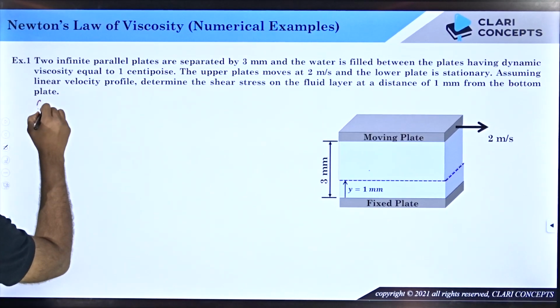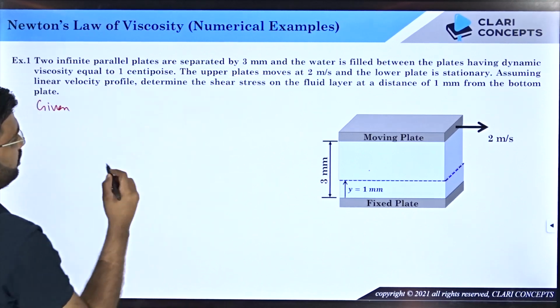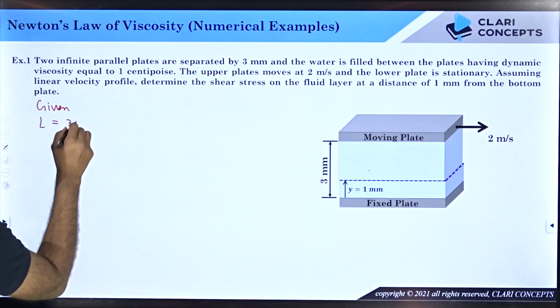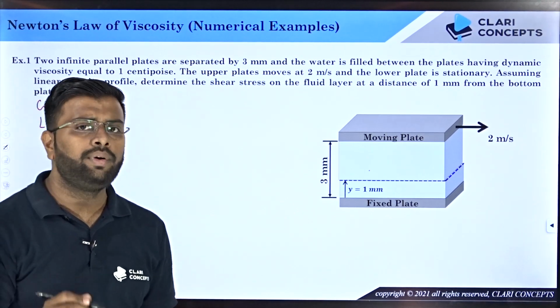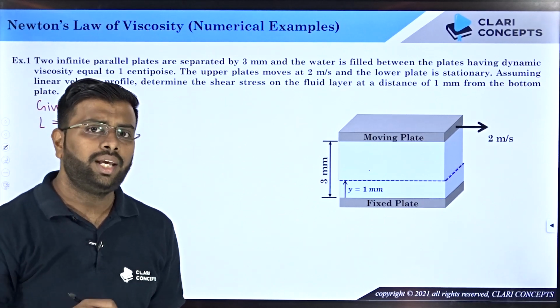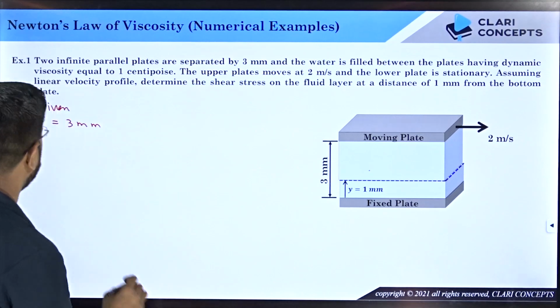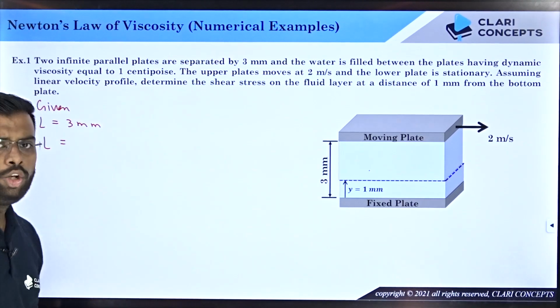So given data, what is given to me? I will just write all the values. First value given to me is the distance between the plates is 3 mm. So the length L is 3 mm. Now, another suggestion to all of you: whenever any data is given to you, try to convert all this data into SI units before you put those values in the equations. Always keep this habit. So if I want to convert 3 mm into meters, I will divide the value by 1000.